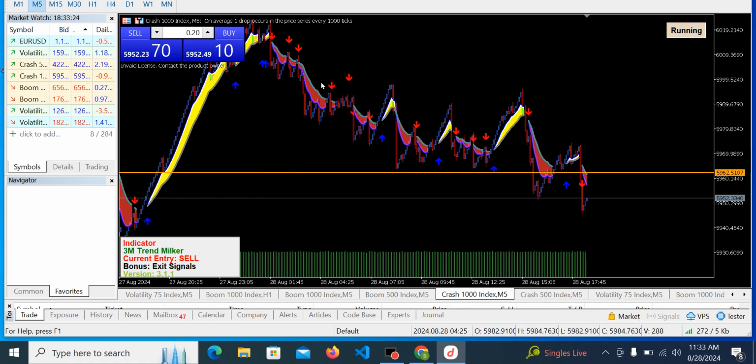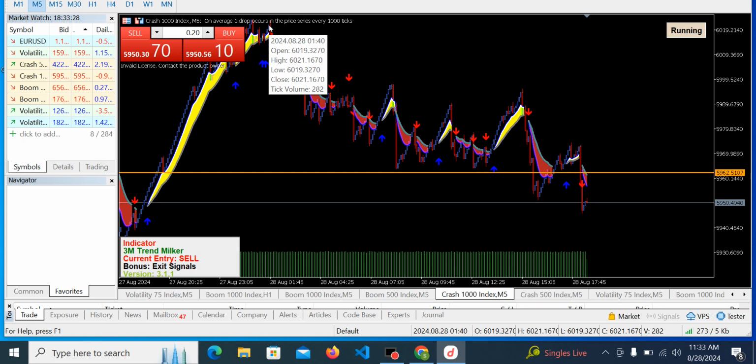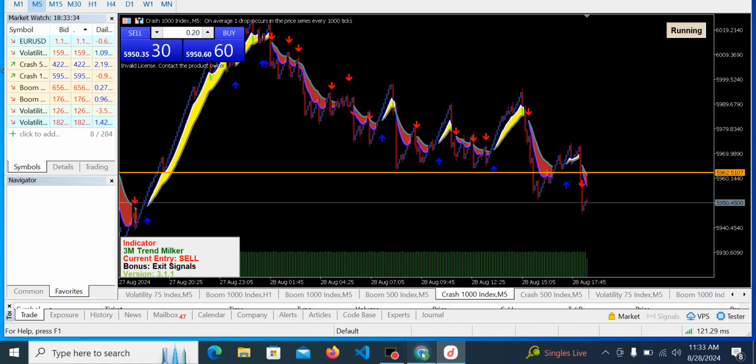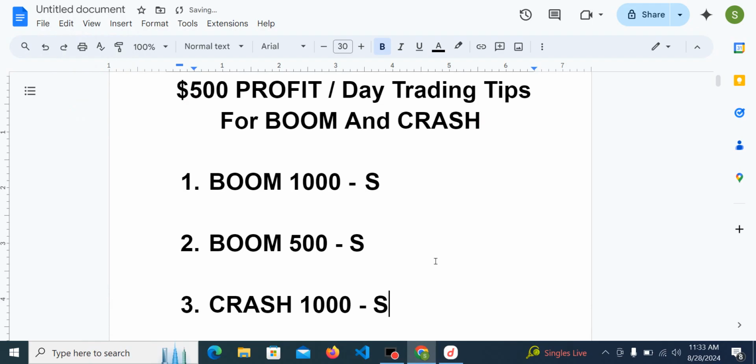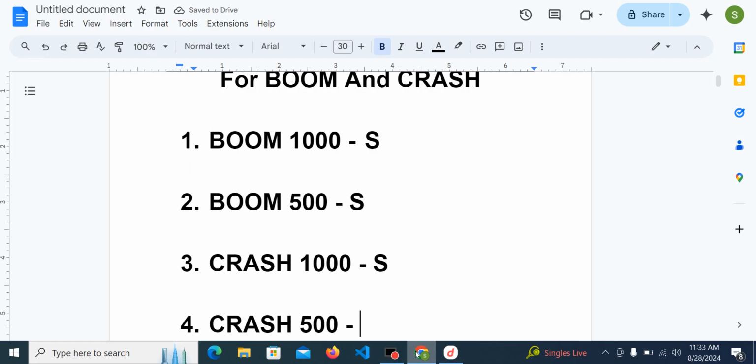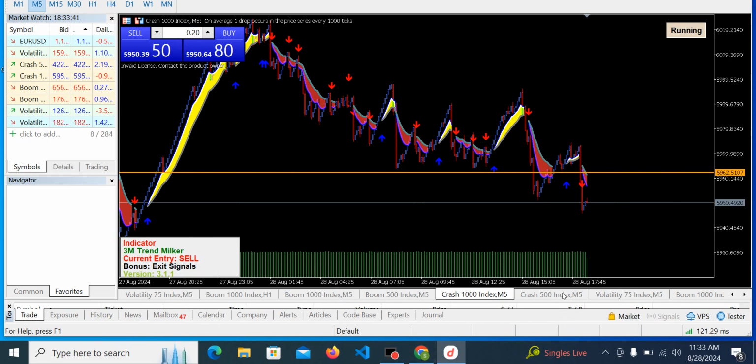Let's move on to Crash. This is Crash 1000. Crash 1000 has been selling from this resistance zone, and of course it has been crashing down till it got to this region, and it is still crashing down at the moment. So this is still going to be more of a selling opportunity than a buying opportunity. Let's check out Crash 500.